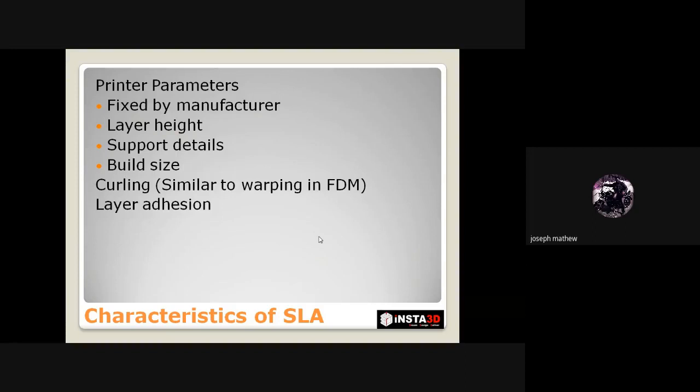And similar to FDM technology, where there is a defect called warping, here it's called curling. Once the resin is cured by the UV light, the material shrinks and it creates internal stresses and makes the object curl, similar to the warping in FDM. And coming to the adhesion between layers, it is very highly bonded and very high in the case of an SLA 3D printer because it is made of liquid, whereas in FDM it is molten thermoplastic. So both are different. In FDM the layer adhesion will be very low, and in SLA the layer adhesion is very high.